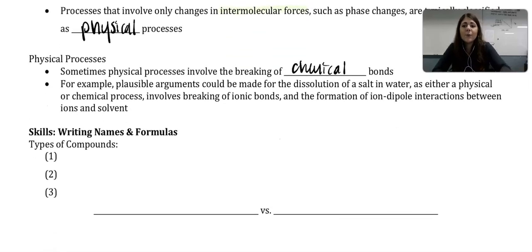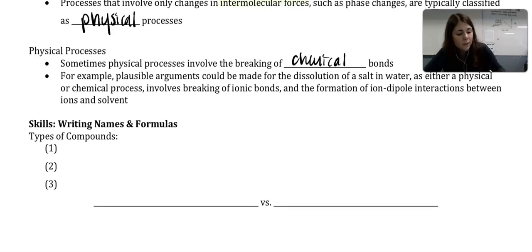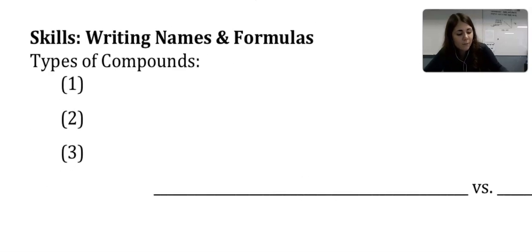All right, so here we're going to actually talk about the skills for writing names and formulas. If you feel like you have a good grasp on naming, you don't need to watch the rest of this video. But if you need a quick breakdown on covalent and ionic, I will go over it right now. It's going to be fairly quick. If you feel like you need more background, I would go watch some of my honors chemistry videos on covalent naming and ionic. So again, we have three types of compounds.